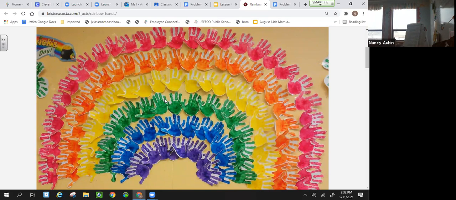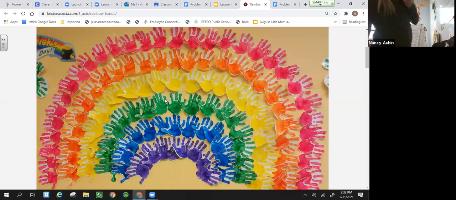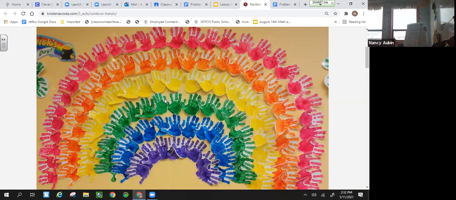Remember when you're writing your noticings and your wonderings to use capitals at the beginning and periods at the end. Use your best spelling. What do you notice? What do you wonder? Write it down. Go ahead.